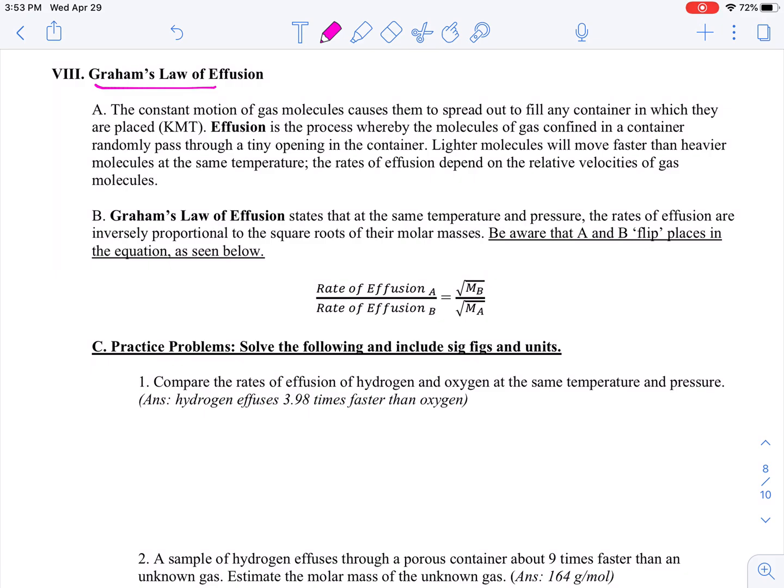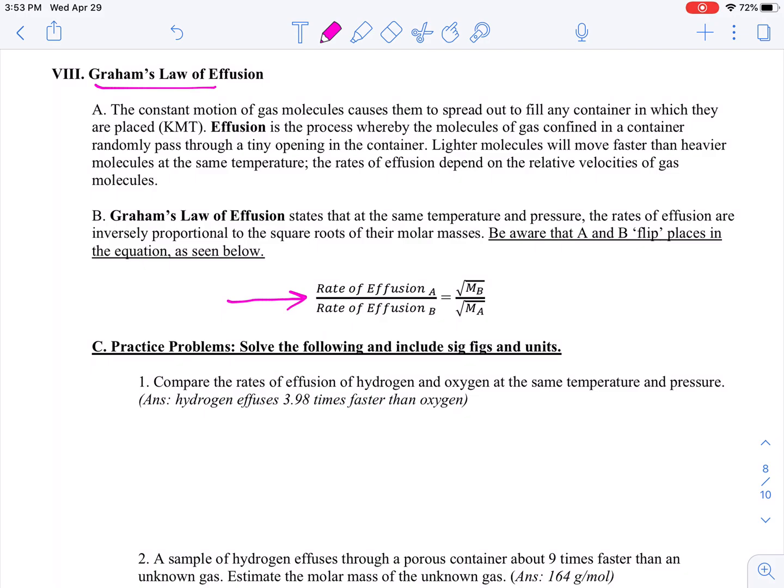So effusion is the tendency for gases to escape through small holes, and it turns out that lighter gases move faster. And that kind of makes sense conceptually, right? Something that's small is going to be really quick, where something that's kind of big and lumbering is going to take a while to effuse. So Graham's law is a little bit different. It allows us to compare rates of different gases.